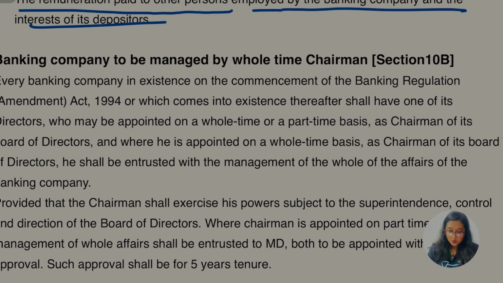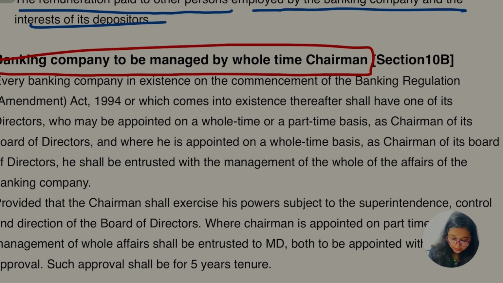So let's go to section 10B, which is about a banking company to be managed by a full-time chairman. You have to tell me: they are talking about the full-time chairman. So is there going to be a part-time chairman or something else? I mean, there could be, right? So yes, there could be a full-time director or part-time director.